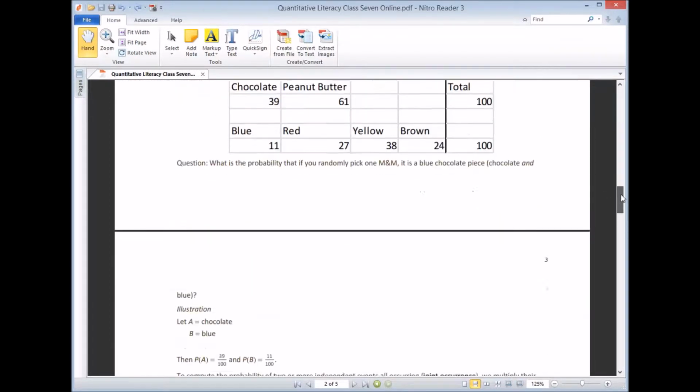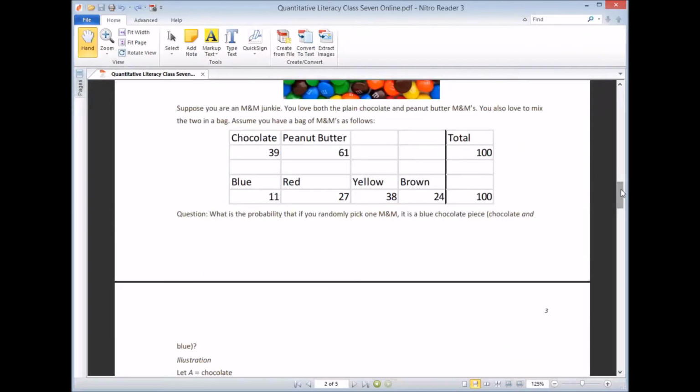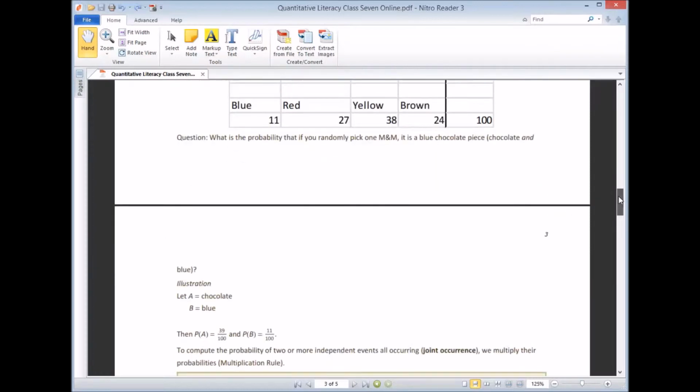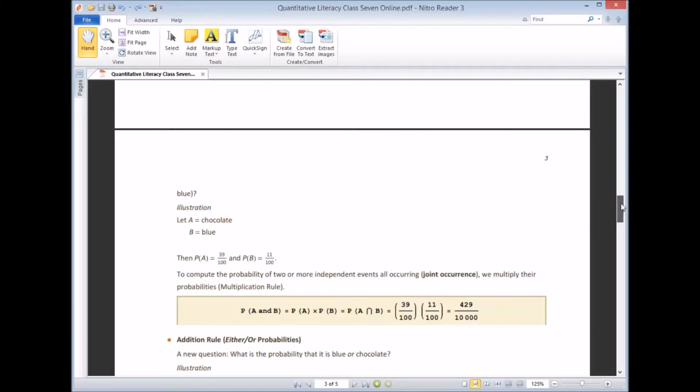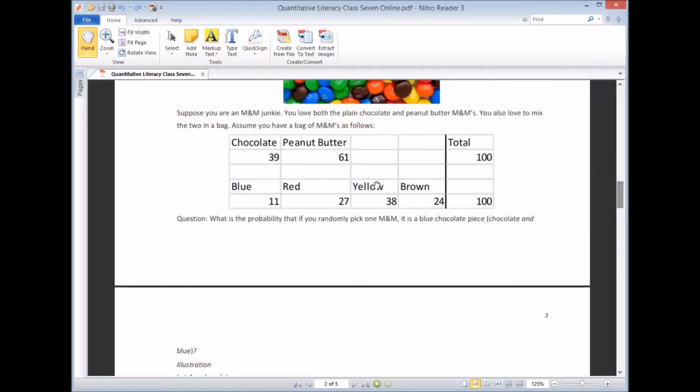What is the probability that if you randomly pick one M&M, it's going to be a blue chocolate piece, or you could say blue and chocolate piece? That's where the AND comes from. In this case, you use the multiplication rule. Let's assign A to be chocolate and B to be blue. The probability of picking a chocolate M&M will be 39 out of 100.